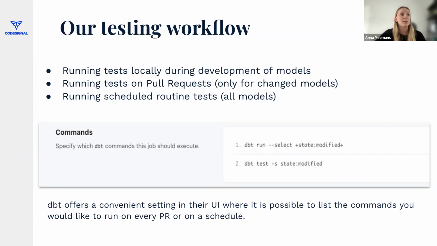We always test locally during development of models. Then we also run tests on pull requests. In dbt, instead of running all of the data models, you can set it up so you only run and test models on pull requests for modified models. Here's a screenshot with an example. You would just say something like dbt run with state modified, versus if you're running scheduled routine tests on all models, you can just say dbt run. But this is just a small example of what you can do.